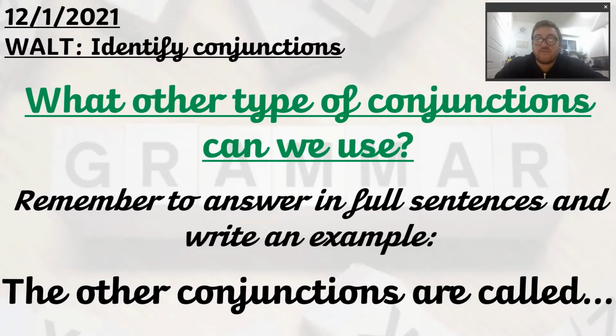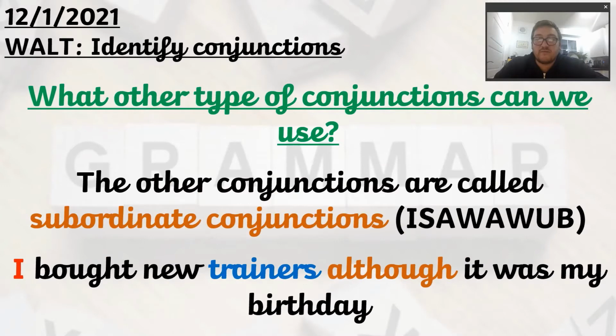Okay, so if you've got your answer written down now, the other types of conjunctions we use are called subordinate conjunctions, and they're remembered under the acronym I saw a wubbub. Very funny sentence, but I saw a wubbub. So I bought new trainers, although it was my birthday. So we have two clauses in that sentence connected with a subordinate conjunction, which is the word highlighted in brown.